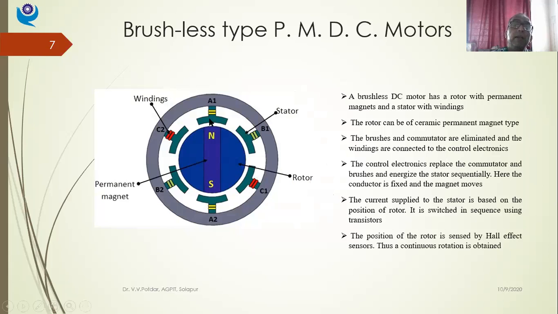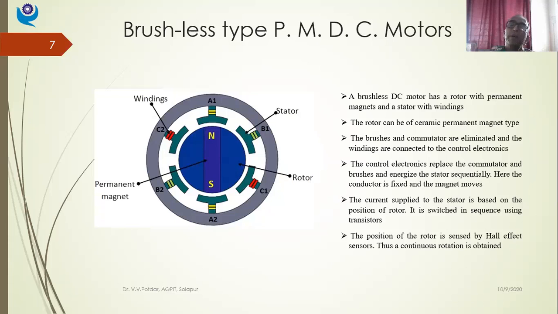If we compare the brush type DC motor with the brushless type, the armature, which is supplied with the voltage, has got a coil. The windings are there on the coil of the armature. Now the roles are totally changed. In a brush type DC motor, the stator was in the form of permanent magnets, isn't it? The stator was a permanent magnet, whereas the rotor was having a coil winding. In brushless type, the role is reversed.